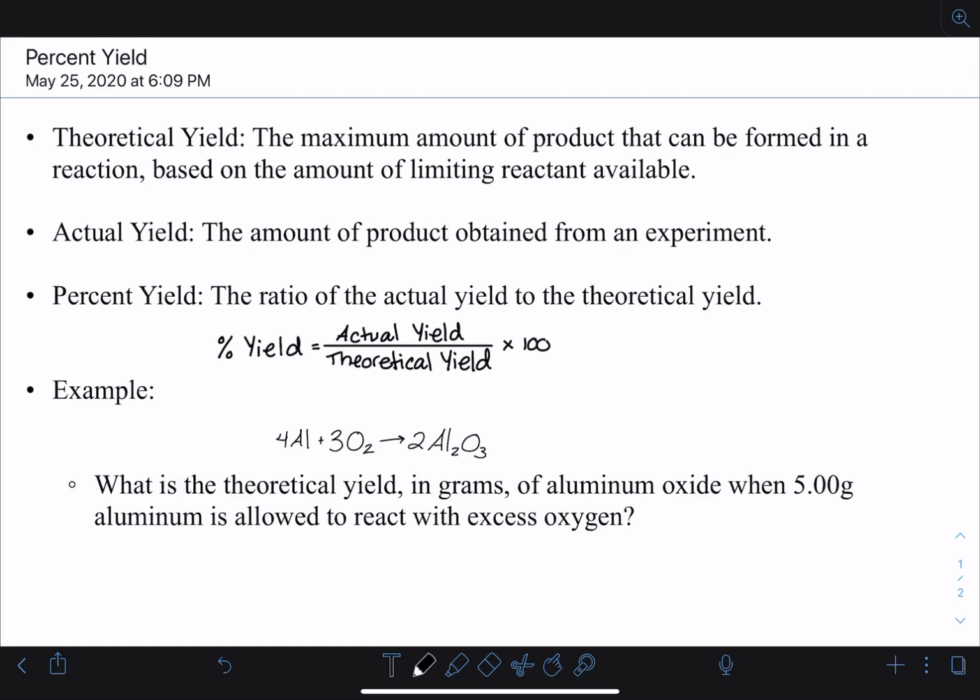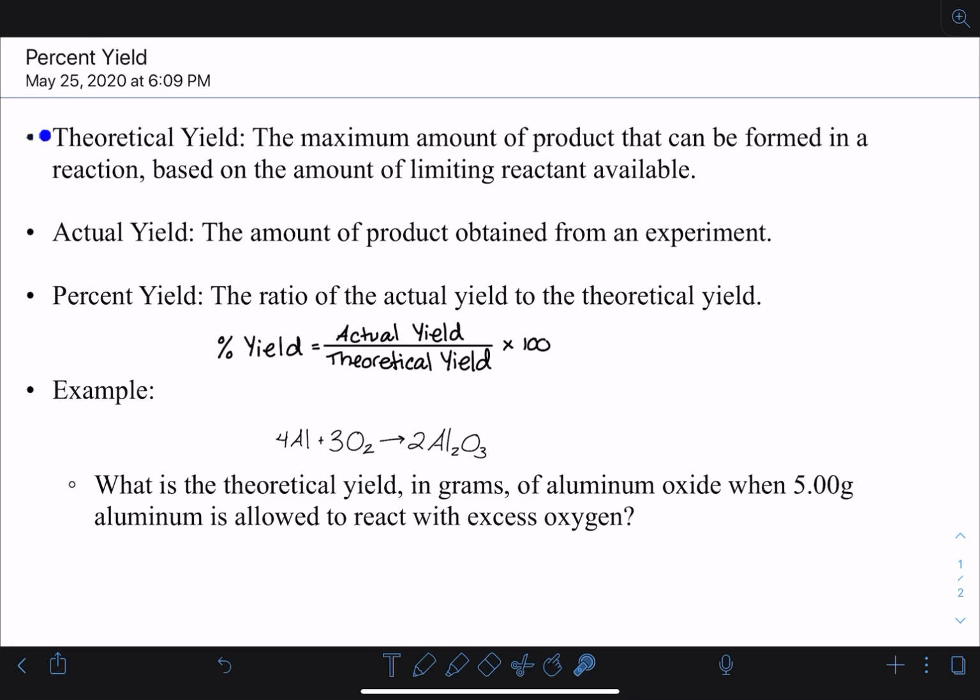So our last topic in our unit on stoichiometry is the concept of percent yield. We have three terms to introduce today. The first is theoretical yield, which you actually already know about, we just haven't attached the vocabulary word to it. The theoretical yield is just the maximum amount of product that can be formed in a reaction based on the amount of limiting reactant available.